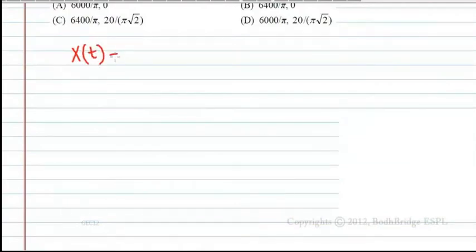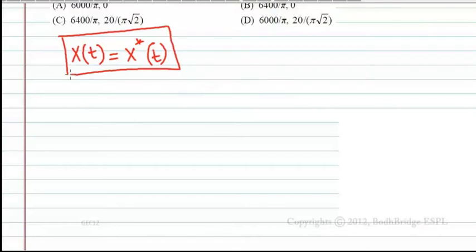How do you say real? x of t is equal to x star of t. Any signal which is real can be written in this form. Therefore, x of j omega is equal to x star of minus j omega. This is a Fourier transform pair. x of t has x of j omega, x star of t has x star of minus j omega.